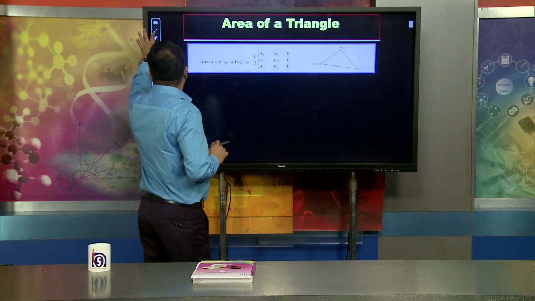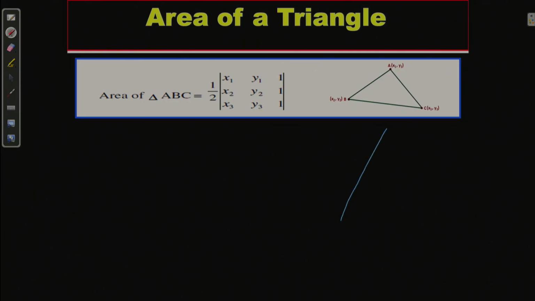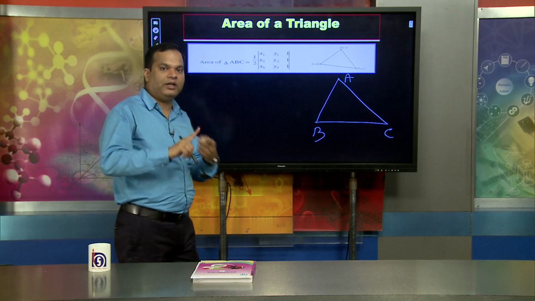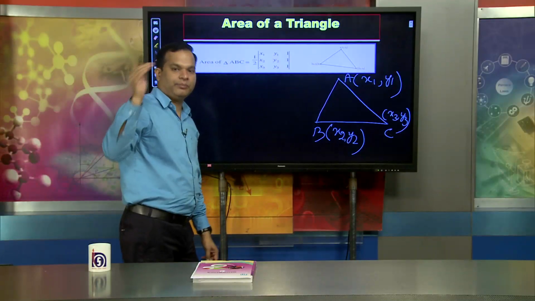Now, when talking about the area of the triangle, let us suppose ABC is a triangle. Because we are using coordinate geometry, we must understand the coordinates of a vertex. The vertex is A and its coordinate is, suppose, x1, y1, the coordinate of B is x2, y2, and the coordinate of C is x3, y3. And we have already learned the concept of determinant.